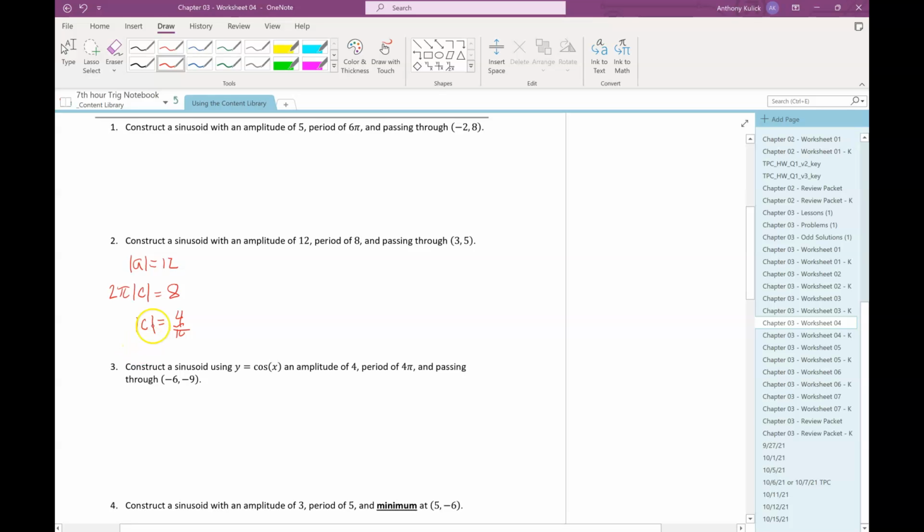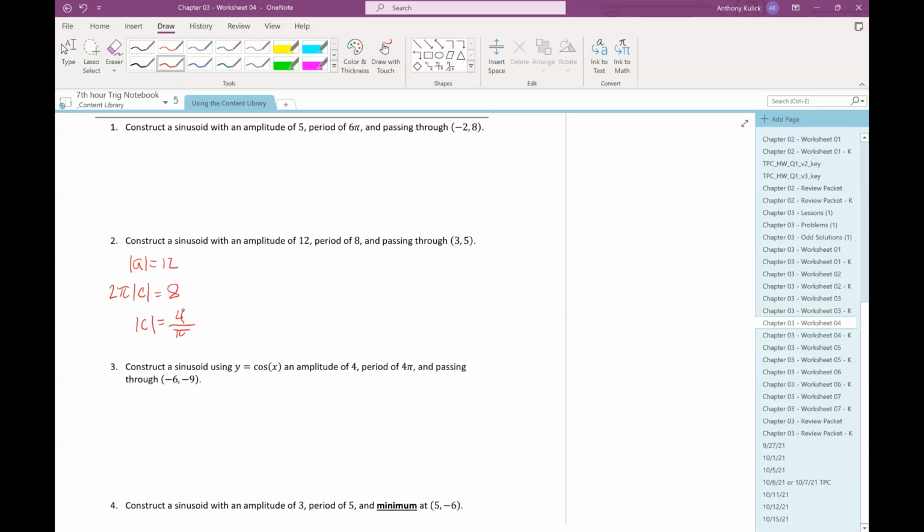And so if I say the absolute value of A is 12, that means A was either negative 12 or positive 12, right? And if I say the absolute value of C is 4 over pi, then I mean that C was either positive 4 over pi or negative 4 over pi. Still cool? Okay. So there are correct answers where either could be true, where A is positive or negative and C is positive or negative.